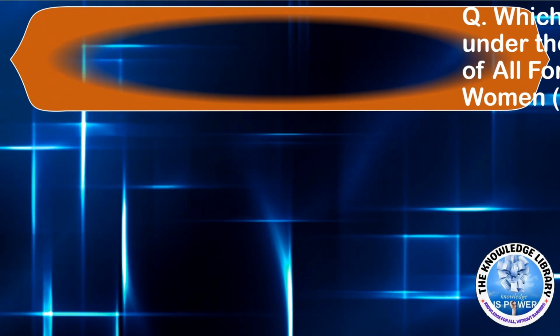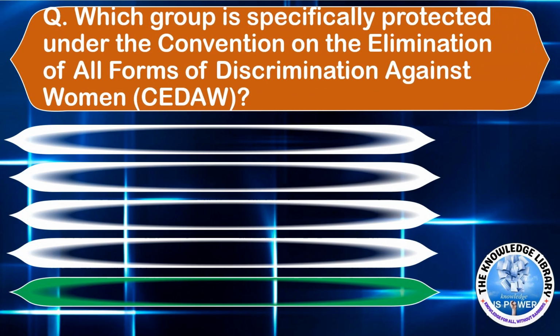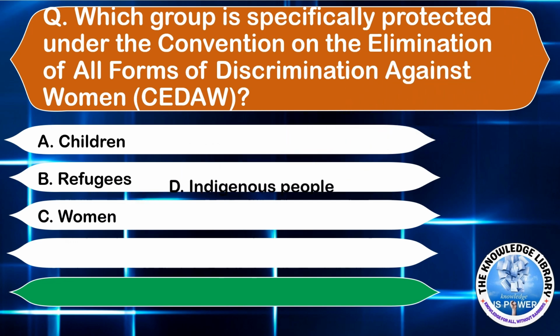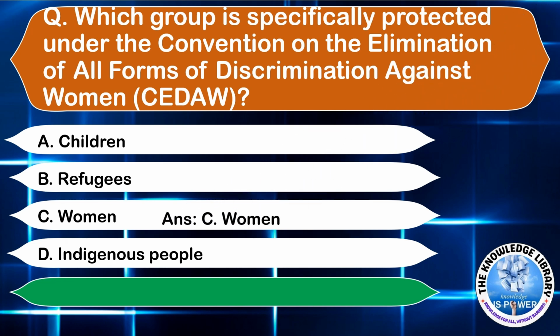Next question is, which group is specifically protected under the Convention on the Elimination of All Forms of Discrimination Against Women? Option A, children. Option B, refugees. Option C, women. Option D, indigenous people. Correct answer is option C, women.